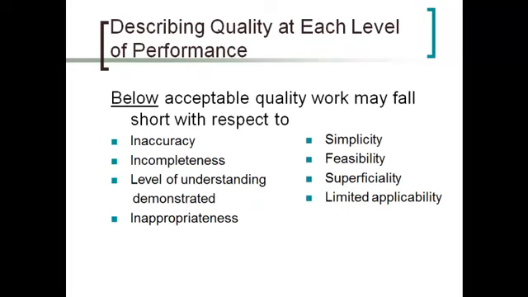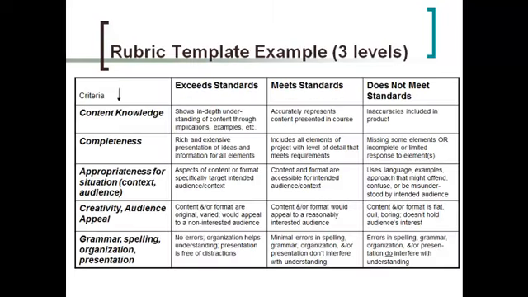Then I'd suggest writing what is not acceptable, what is below the acceptable quality. You can use words like inaccuracy, incomplete, level of understanding demonstrated, inappropriateness, the simplicity, the feasibility, the superficiality, or the lack of applicability. Here's an example of a rubric with the descriptors filled out. Notice the quality standards across the top and the criteria, what the teacher is looking for, along the left side. The boxes in between give students a deeper understanding of what is expected.